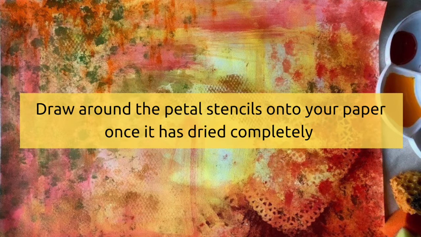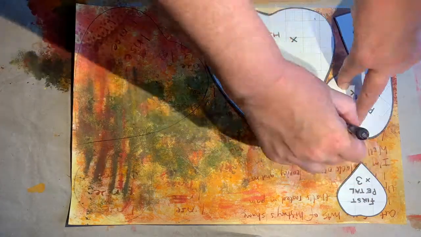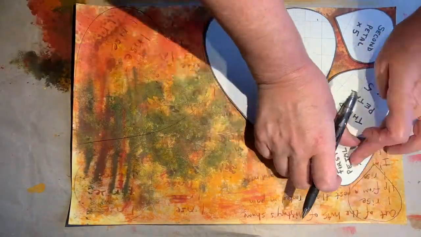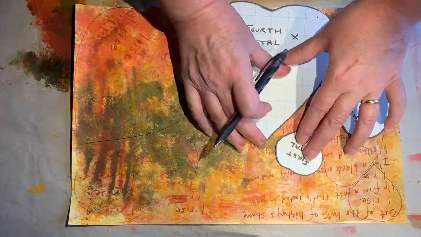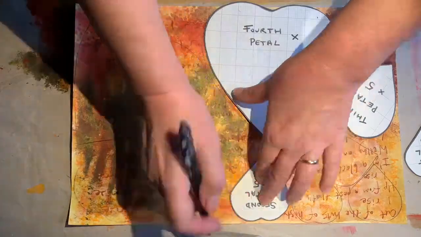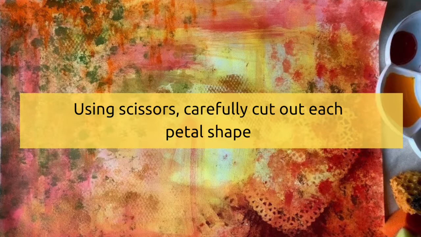Draw around the petal stencils onto your paper once it has dried completely. You'll need 3 of the first petal and 5 of each of the other petals. Using scissors, carefully cut out each petal shape.